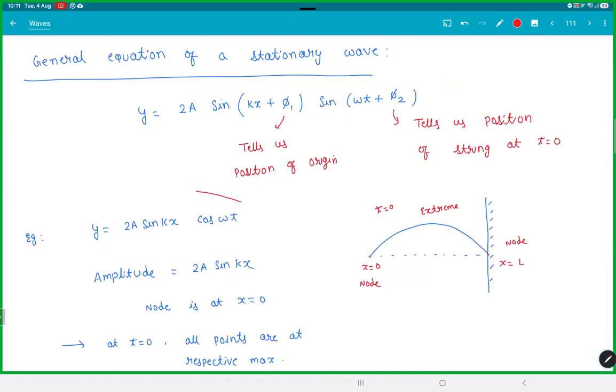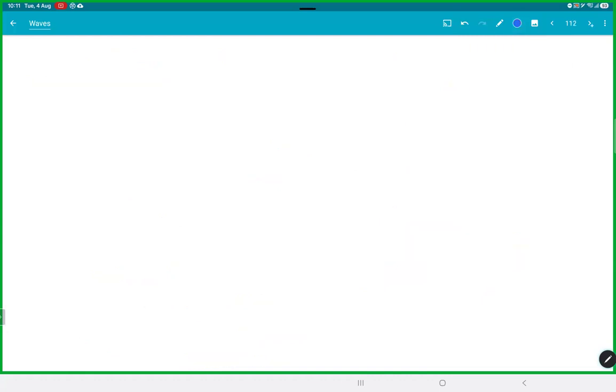So this equation implies you started studying this string when it is at the extreme position and coming towards mean, and the origin is the node. This is the string you have studied till now. Let me take a few more examples. Suppose someone gives you y equal to 2a cos kx sin omega t.